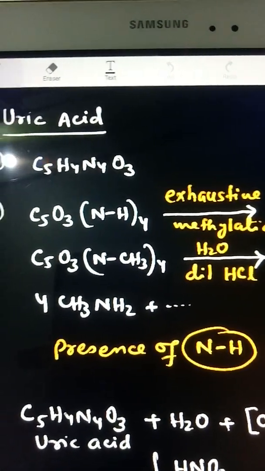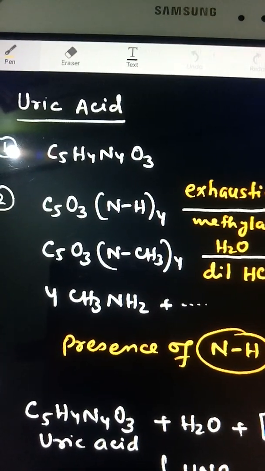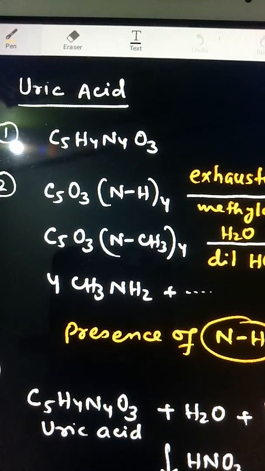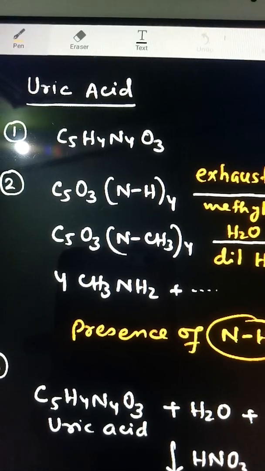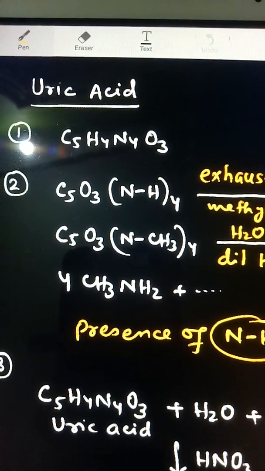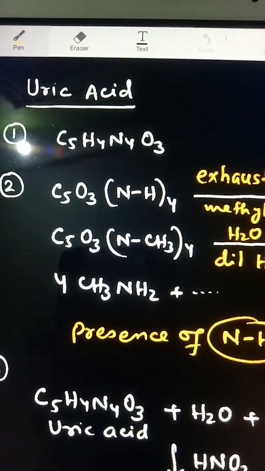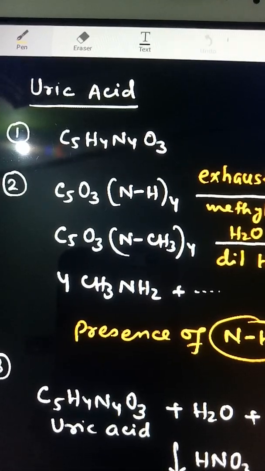Now, structure determination of uric acid. From elemental analysis and molecular weight determinations, the molecular formula of uric acid is C5H4N4O3.